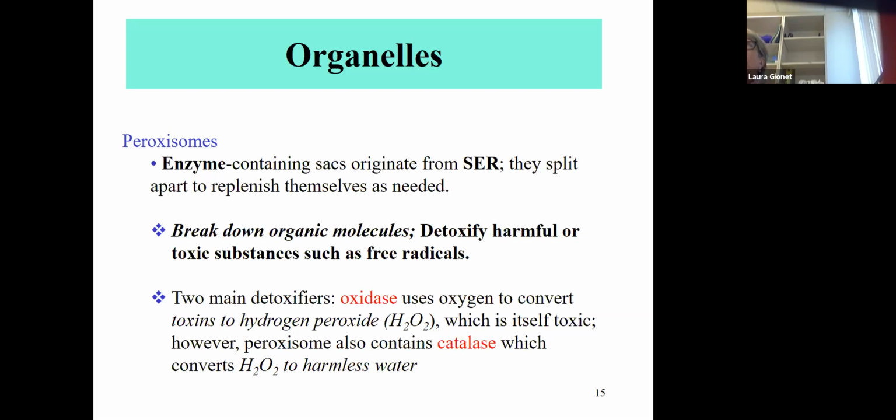And they have two major detoxifiers. They have oxidases and catalases. And oxidases are used to convert toxins really to hydrogen peroxide. And because hydrogen peroxide is really a toxin in the cell, we need to further neutralize it. So then we use what's called a catalase to act upon it, and then it'll convert it to water.